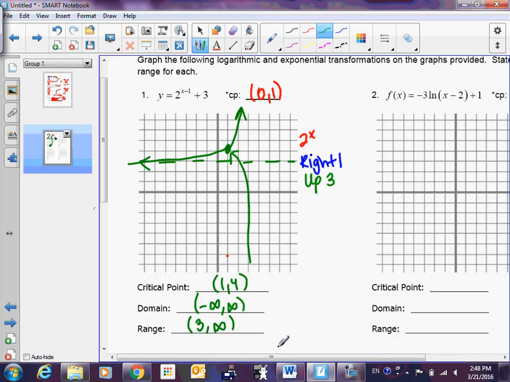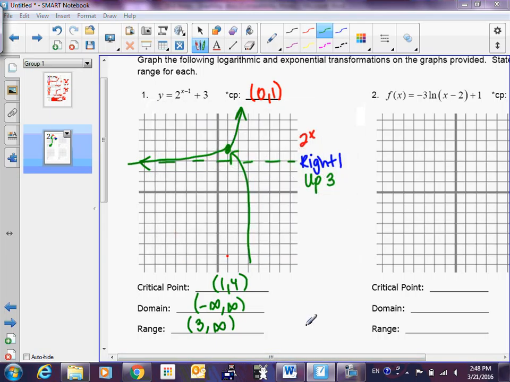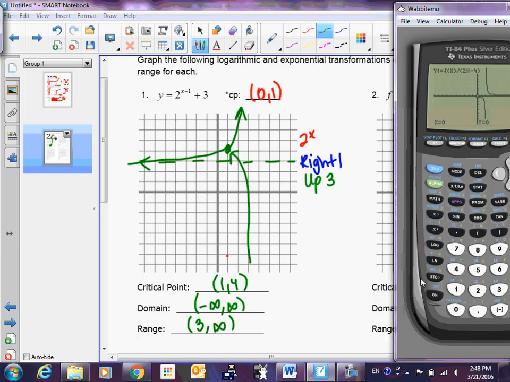Okay, now we've done all of this without the calculator. It's actually very easy to use your calculator to check these. I probably won't do it on every problem, but we'll do it on this first one. So go ahead and get your calculators out if you have it, and we'll plug this in.